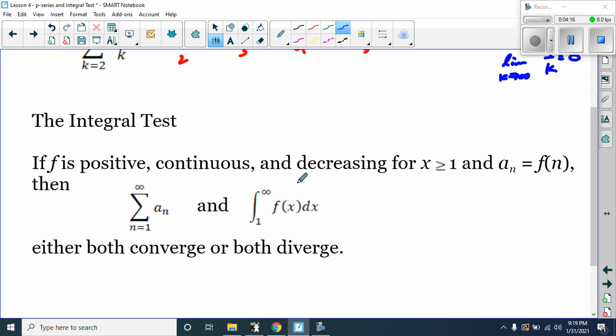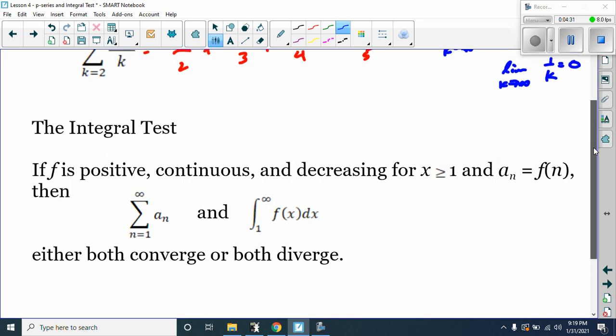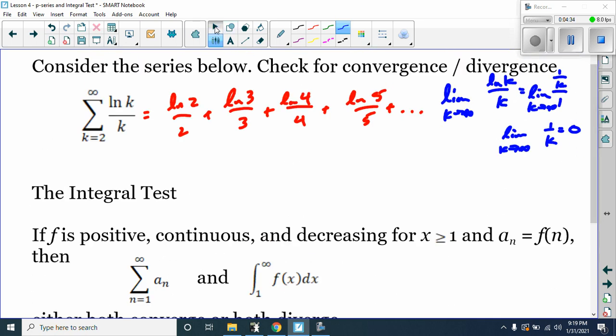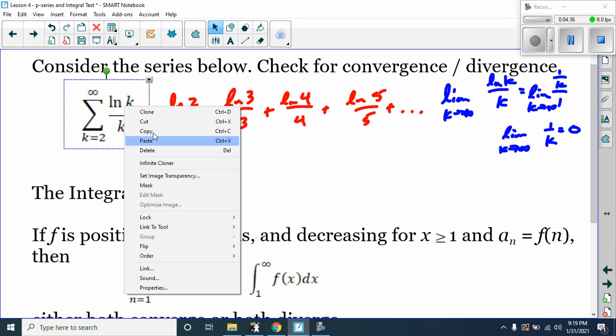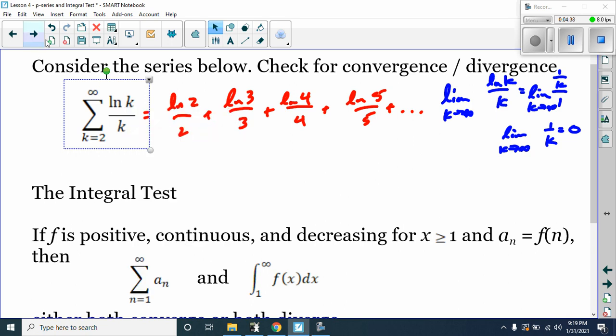Really, the big thing is we're going to check this integral. If it converges, this guy also converges. If it diverges, this also diverges. The bottom number doesn't have to be 1. This could be 4, or 72, or, for this one here, 2.